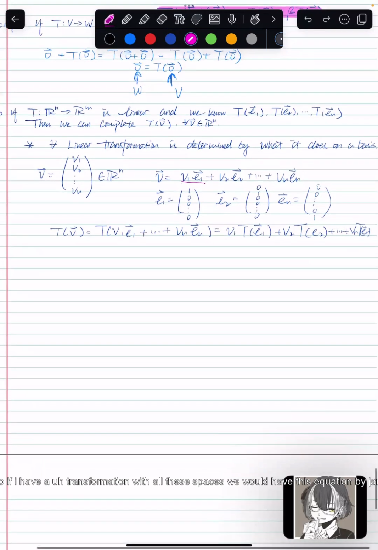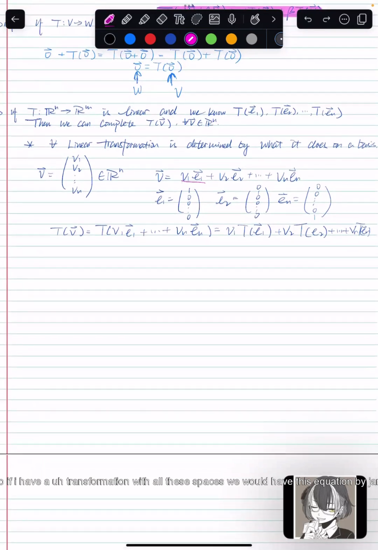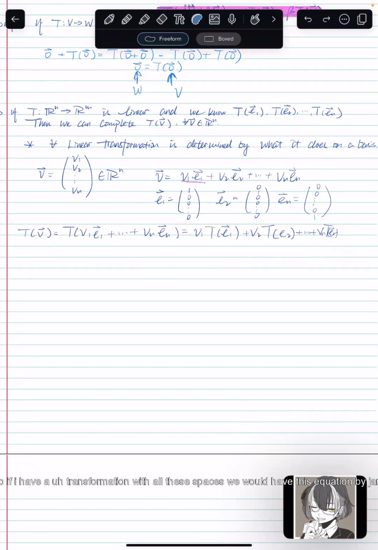Okay. So if I have a transformation with all these places, we would have this equation by linearity right here.